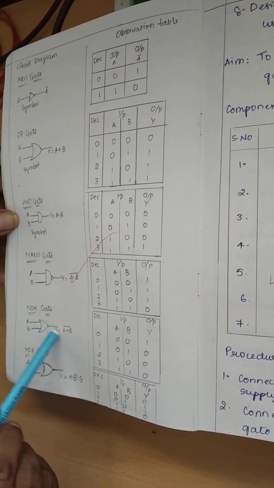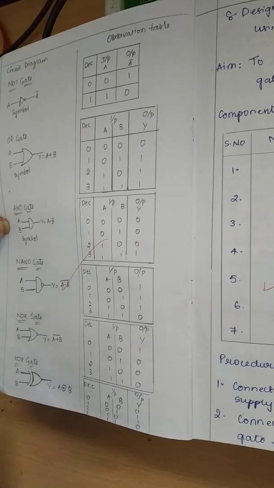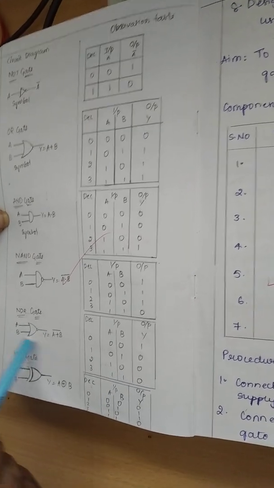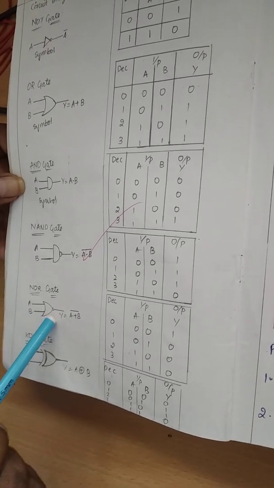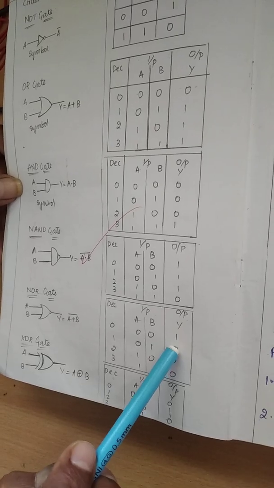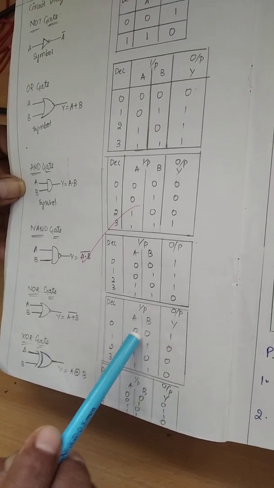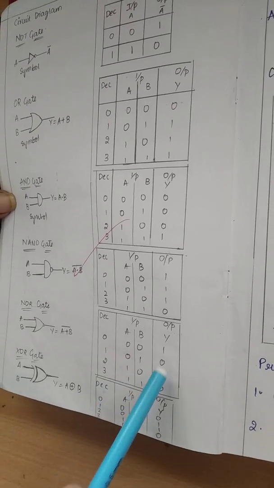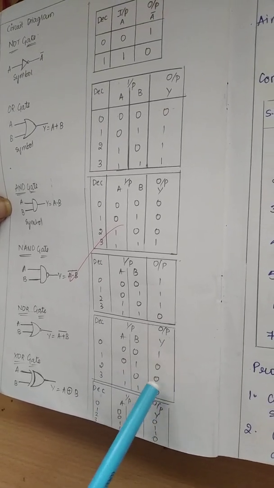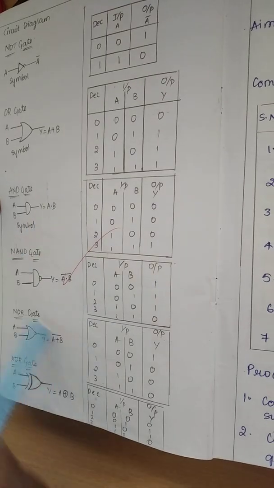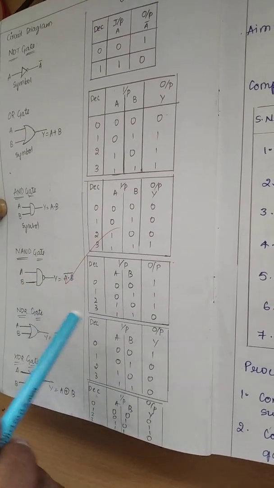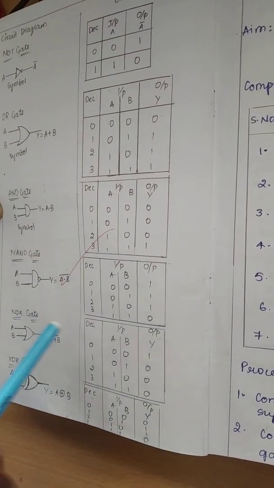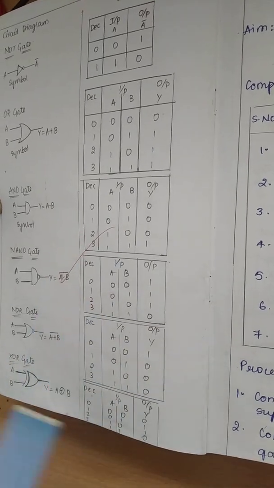Next one, the NOR gate. The NOR gate is the extension of the OR gate. In the previous OR gate, Y is equal to A plus B, but in the case of the NOR gate, Y is equal to A plus B whole bar. This is the truth table of the NOR gate. A, B inputs are 0 0, 0 1, 1 0, 1 1. Output Y is 1, 0, 0, 0. Theoretically this is so, but practically, do we get the same values or not? Let us see one by one.